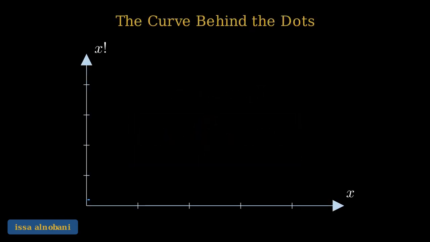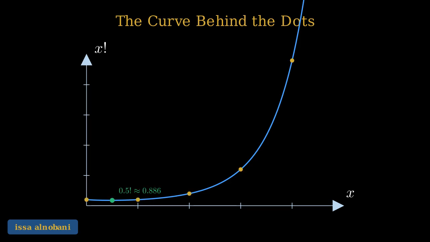If we plot gamma of x plus 1 as a smooth curve, it passes exactly through every factorial value at the whole numbers, while filling in every gap in between, including our new point at 0.5.